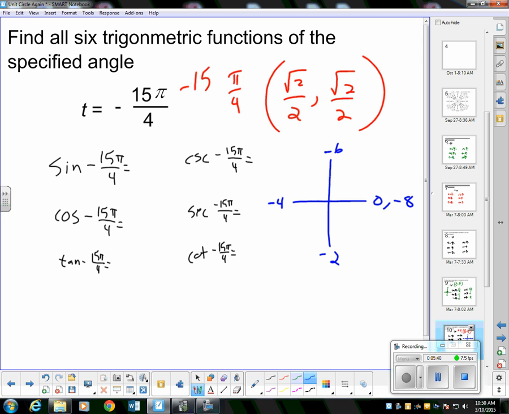Now, how many pi over 4s do I need to go? 15 in the negative direction, right? So if I start here and go all the way to here, I've gone 8 of those, haven't I? Plus 2 is 10, plus another 2 is 12, plus another 2 is 14, and I need to go 15. So does it make sense I'm going to be in quadrant 1? Which means then that both x and y are positive, aren't they? Which means then that I don't need to change anything.